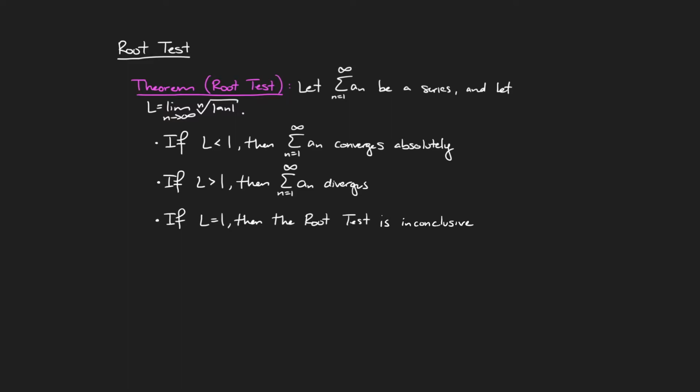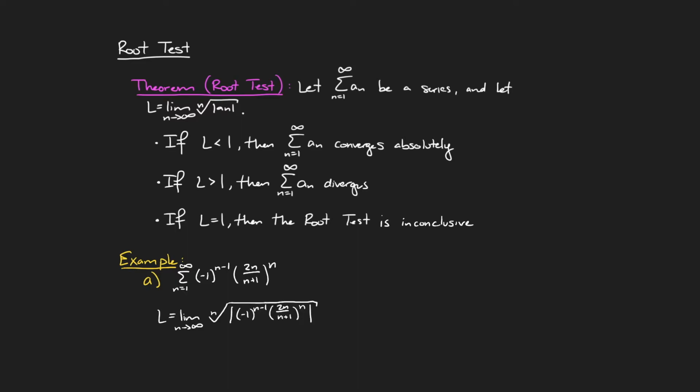Now, as you may have guessed, the root test works well when we have something raised to the nth power. For example, let's try to use it on the sum from n equals 1 to infinity of (-1)^n times (2n over n plus 1), all raised to the nth power.